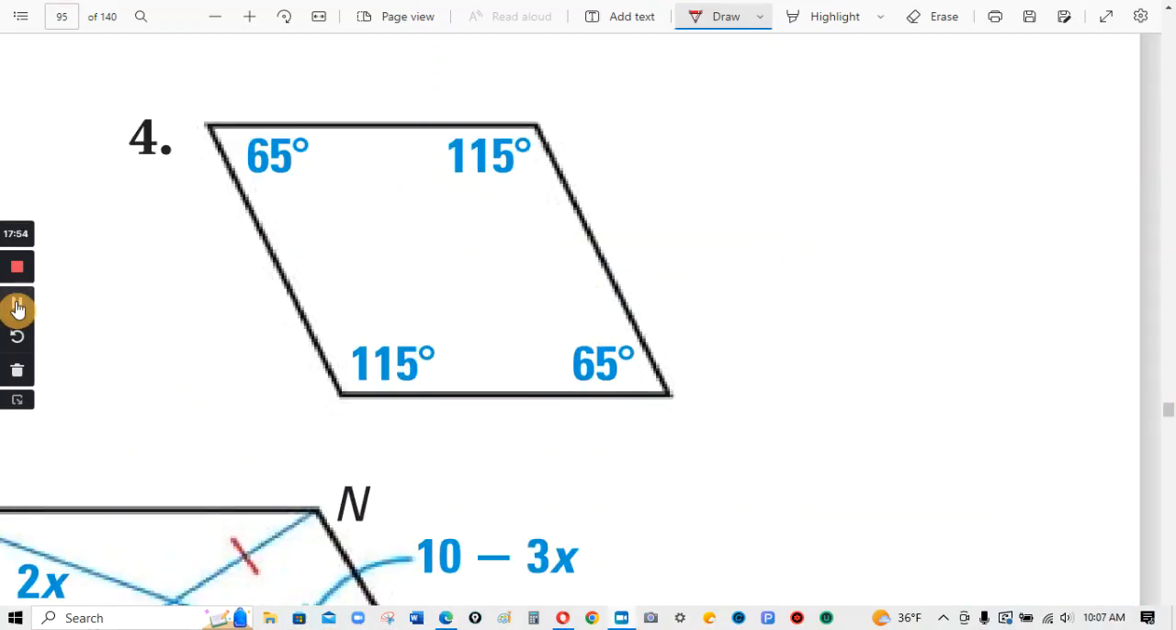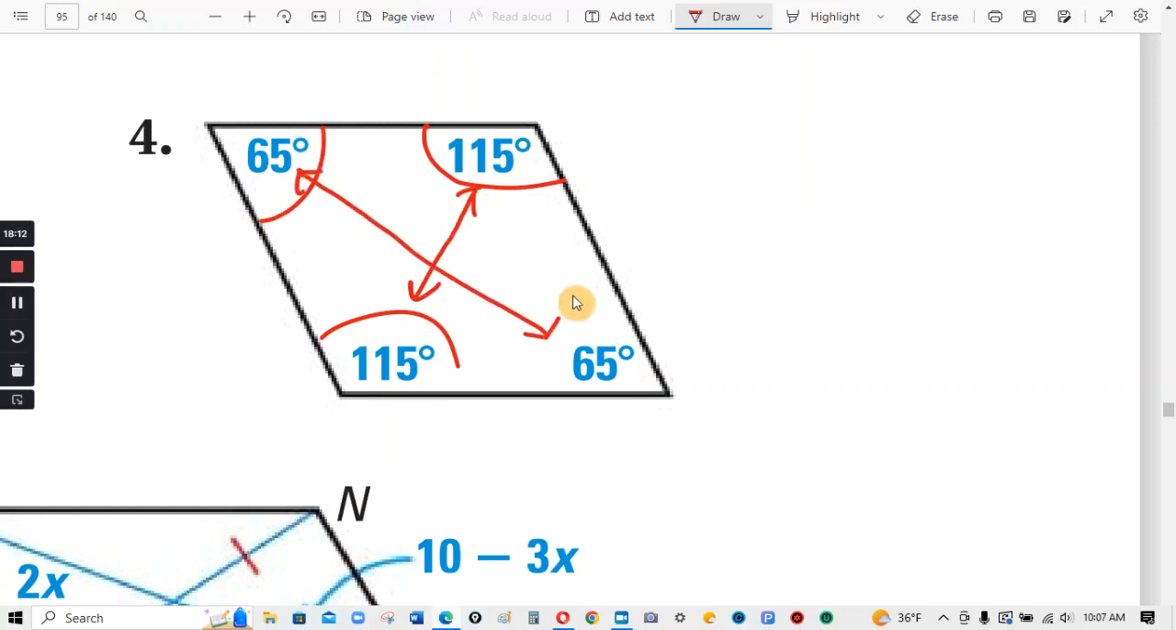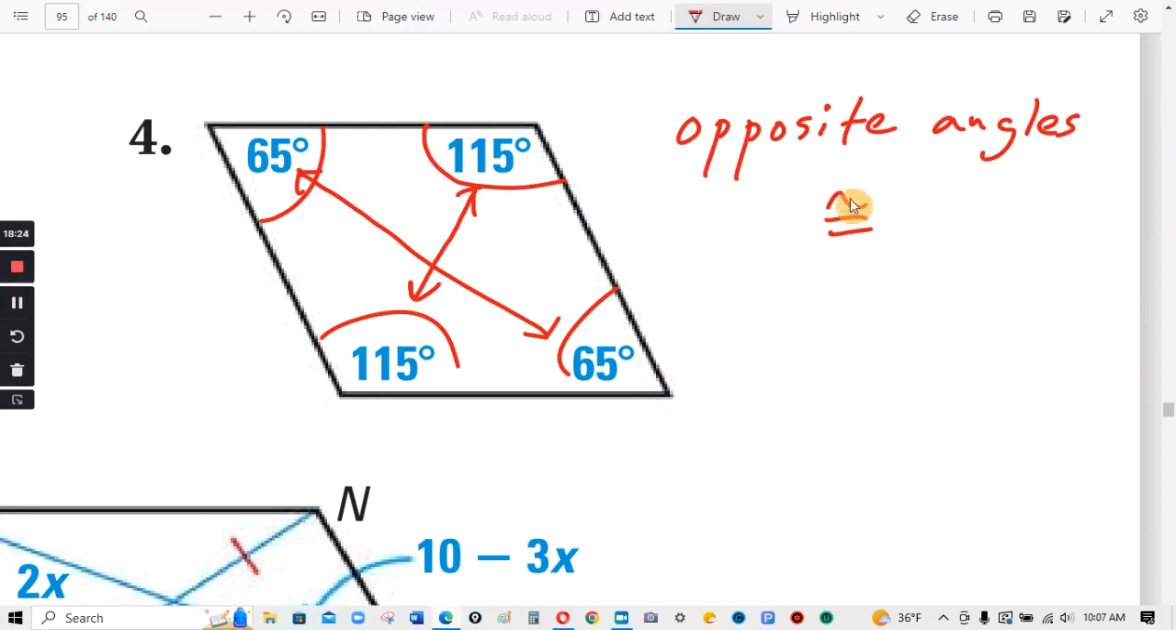All right, check out number 4, please. We have the angles. If we want to check opposite angles, remember to go diagonal. The 115s match. And go diagonal again, the 65s match. So what we have here, opposite angles congruent. I should say both pairs, because you need both pairs if you're going to do opposite angles. Both pairs of opposite angles are congruent. So that proves it's a parallelogram.